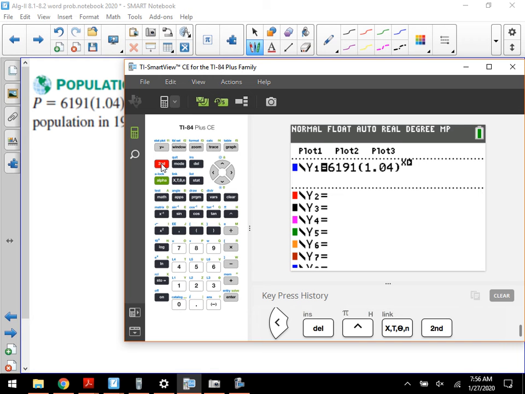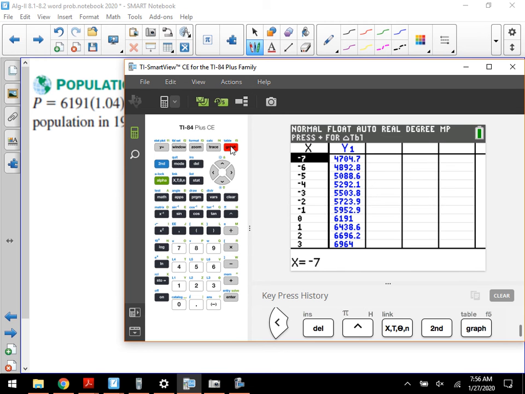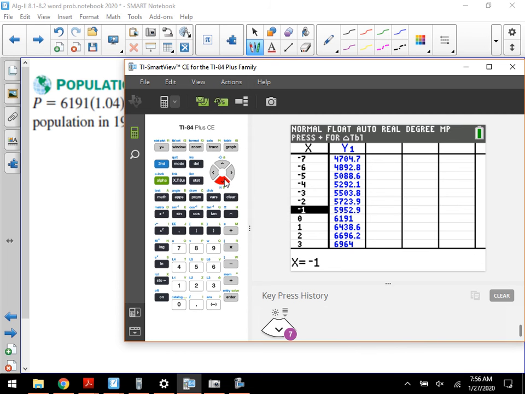Remember, second table. My table right now is starting at -7. No big deal, I just have to move it to year 0. Now, that means at year 0, we started with 6,191 people in the beautiful town of Winnemucca, Nevada. So for every year forward, year 0 is 90. What's year 2? No, I'm asking, what is the year?